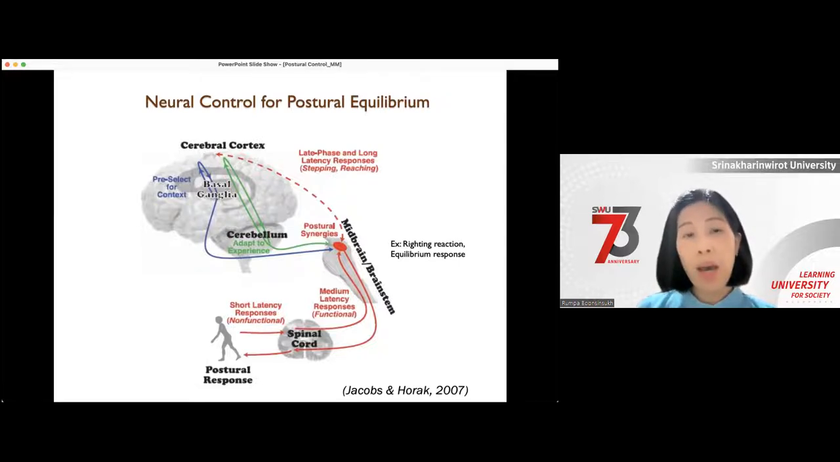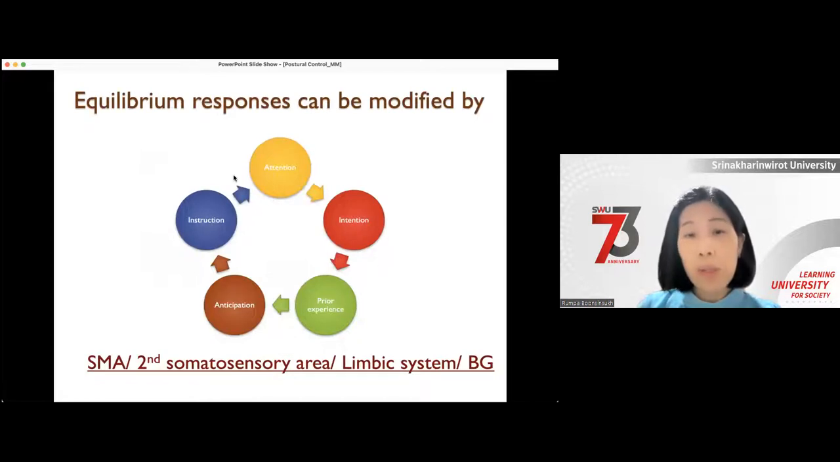It can happen appropriate to the environment, to the situation. And also the cerebral cortex has different roles in controlling balance. For example, we know that if our patient has good attention, they will control balance better than when they lose attention. Also the intention, instruction can modify the way they keep that balance, anticipation, and also prior experience.